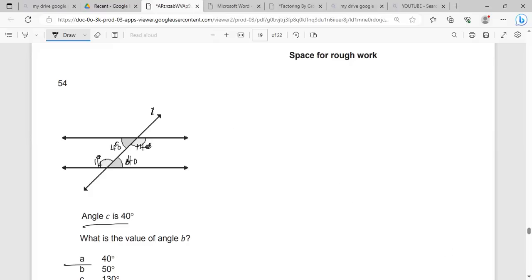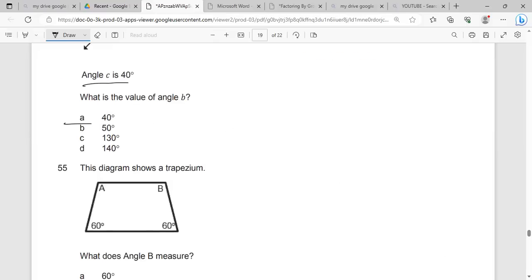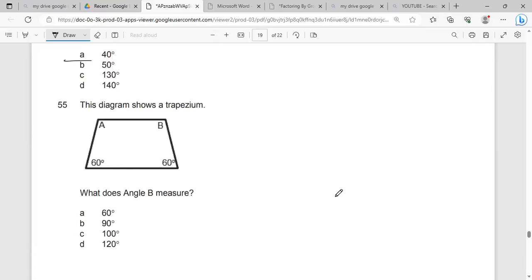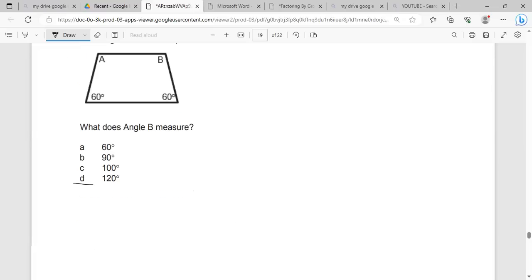Let's go. The diagram shows a trapezium. What does the angle B measure? Now, this plus this must give you 180, so it will be 120. All right.